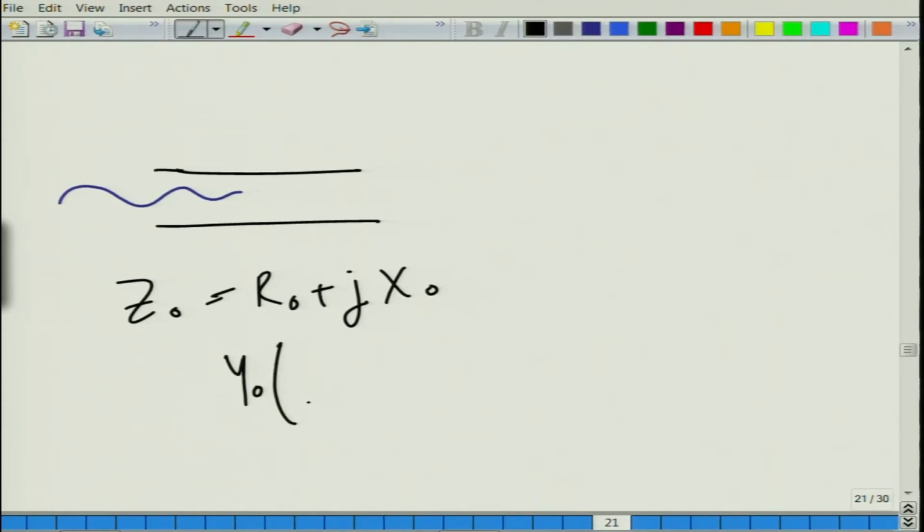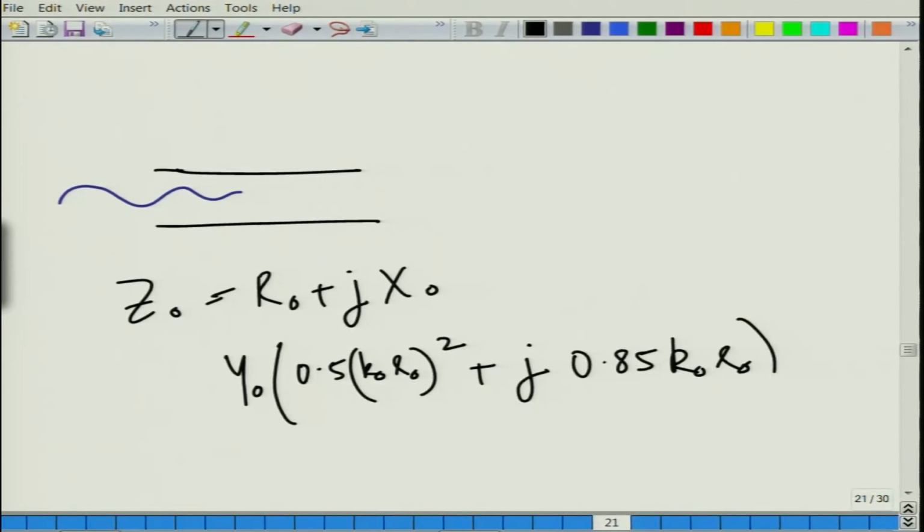0.5 k naught squared r naught squared, plus j times 0.85 k naught r naught. Okay, so this is what it was. This was the classical way, the radiation impedance imposed by the atmosphere. So you have some waves that are reflected back from the atmosphere.